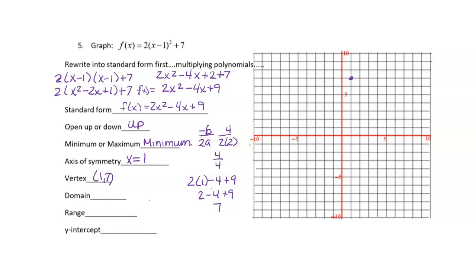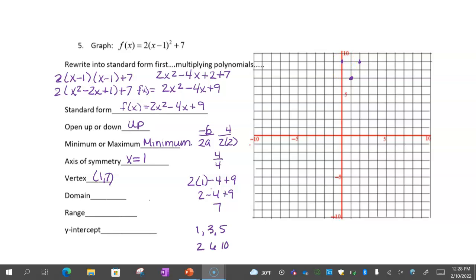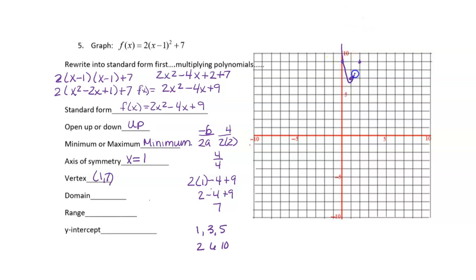So I'm going to use that same pattern, the 1, 3, 5, but I'm going to multiply it by 2 this time because my leading coefficient is 2. I don't have very much on the graph, so I'm going to go left 1 up 2, right 1 up 2, and the rest, whoa, my rest is going to be off the graph.